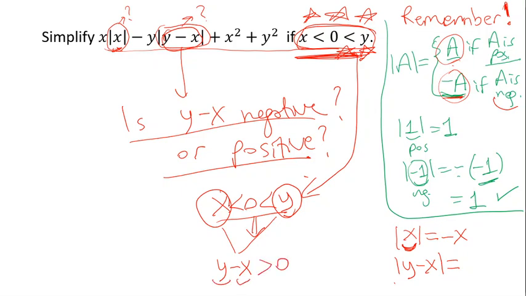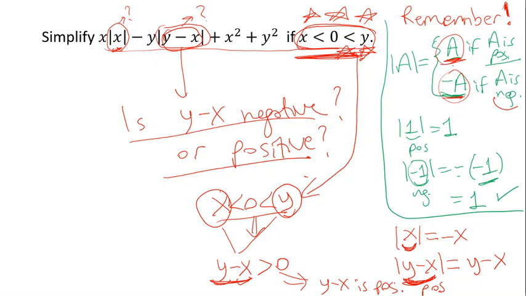Okay, that's one way to do it. It's y minus x is bigger than 0. It means y minus x is positive. And if the inside, y minus x, is positive, then you don't put any negative here. You just write y minus x.